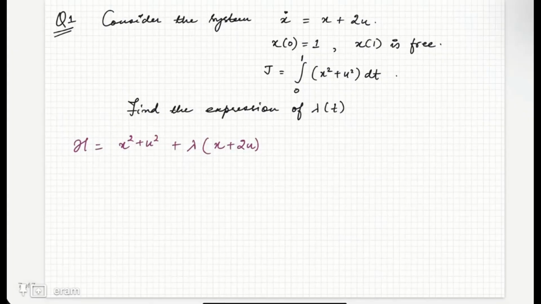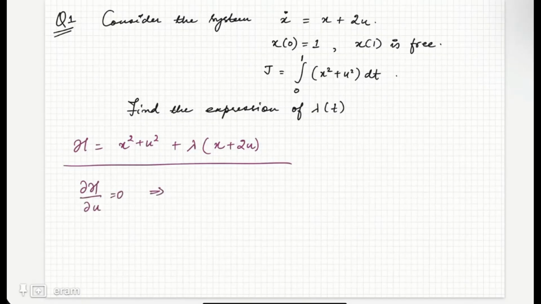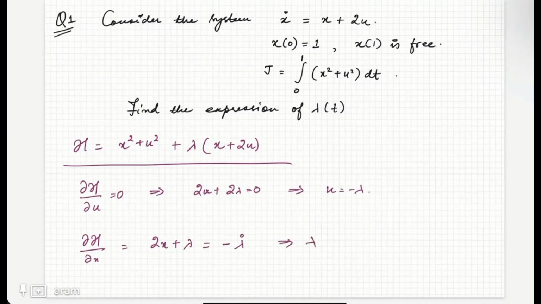What are our conditions of optimality? We know that ∂H/∂u should be equal to 0, and that gives us 2u plus 2 lambda equals 0. That means u equals minus lambda. The second condition, ∂H/∂x, gives us 2x plus lambda, and this should be equal to minus lambda dot. So that means lambda dot is equal to minus 2x minus lambda.